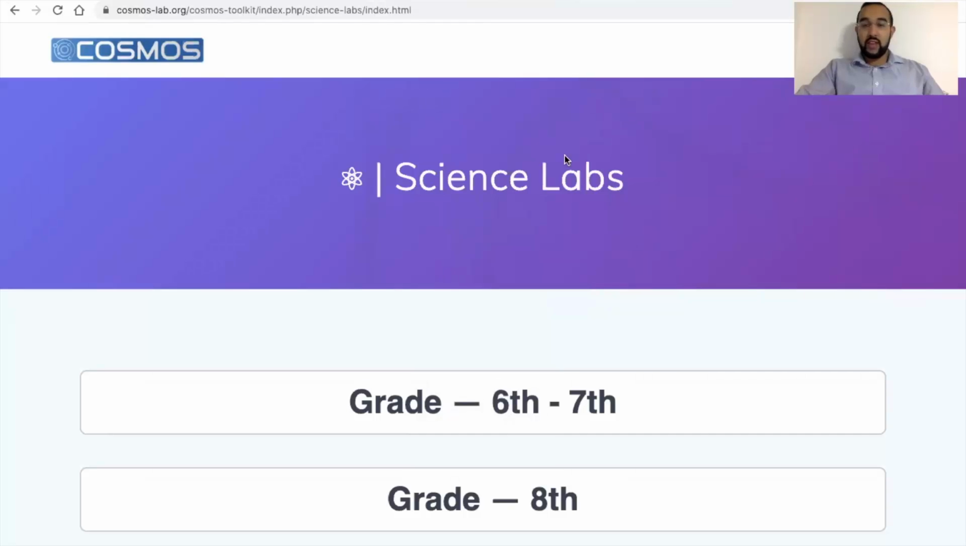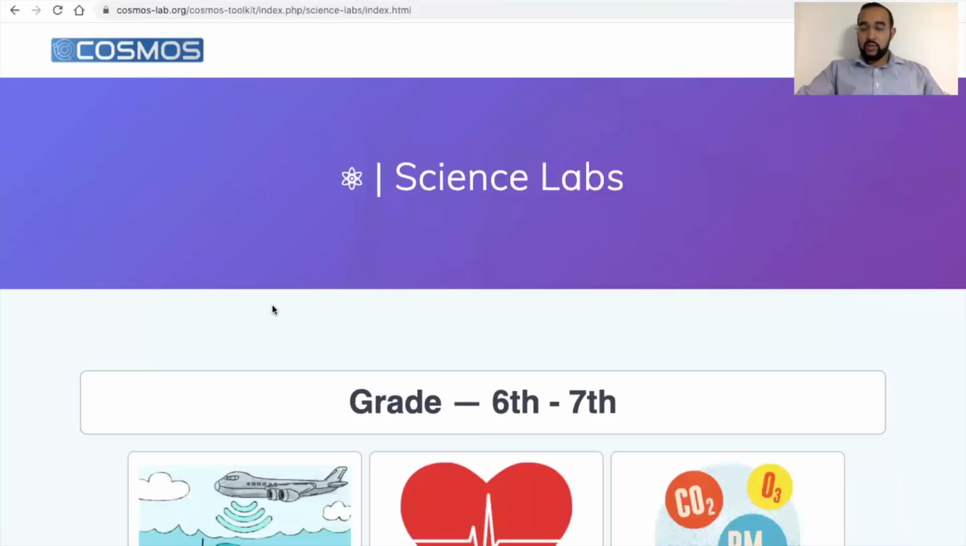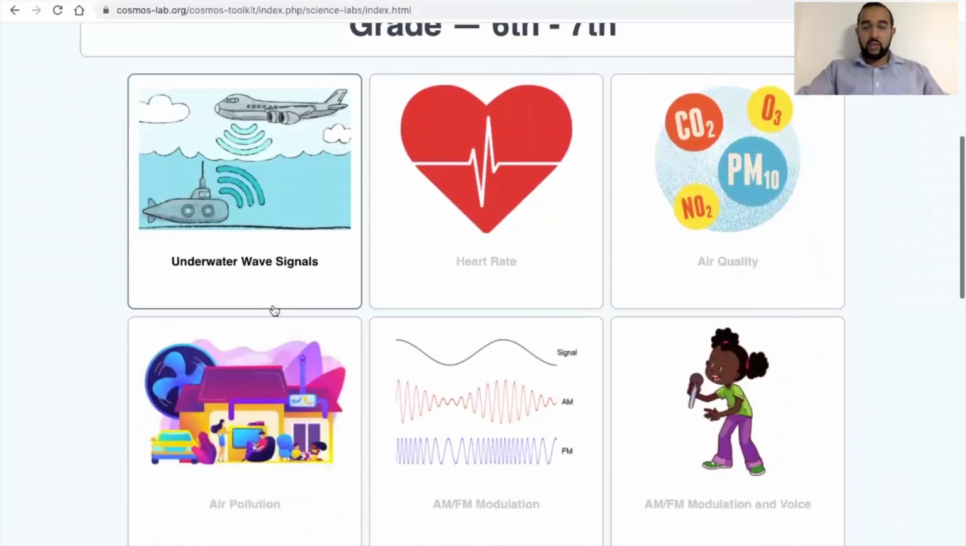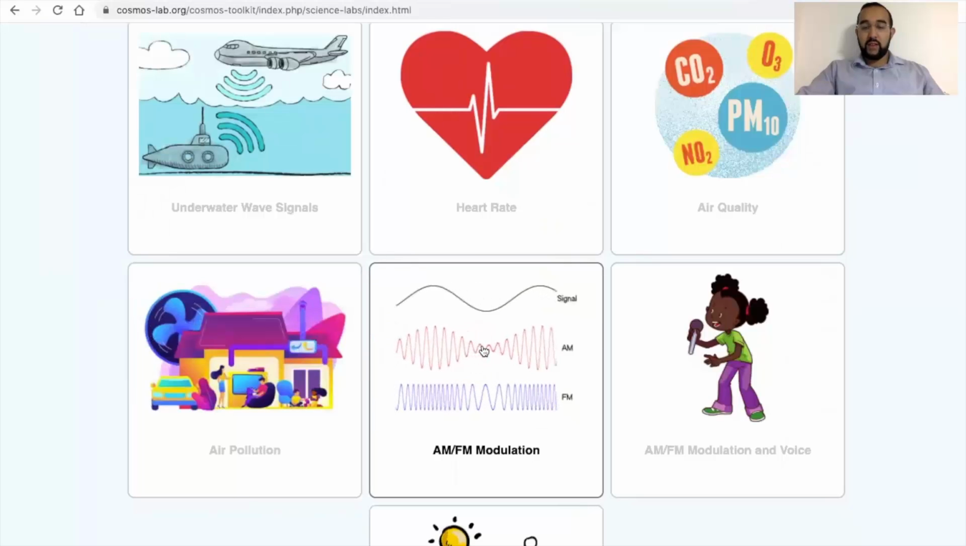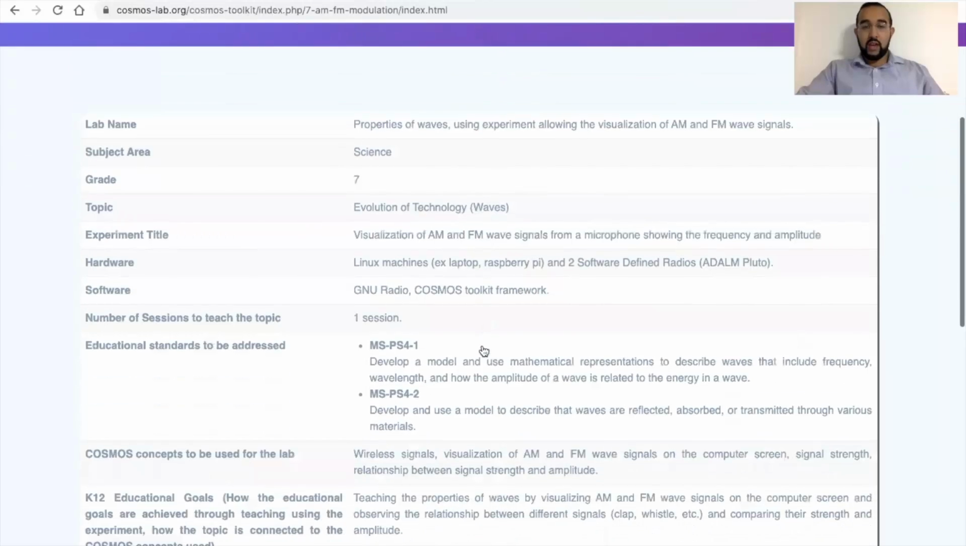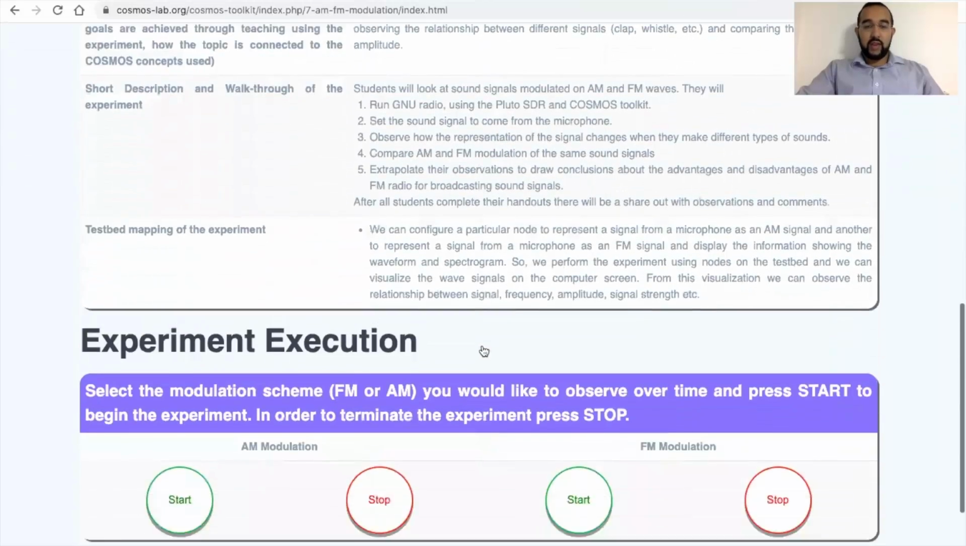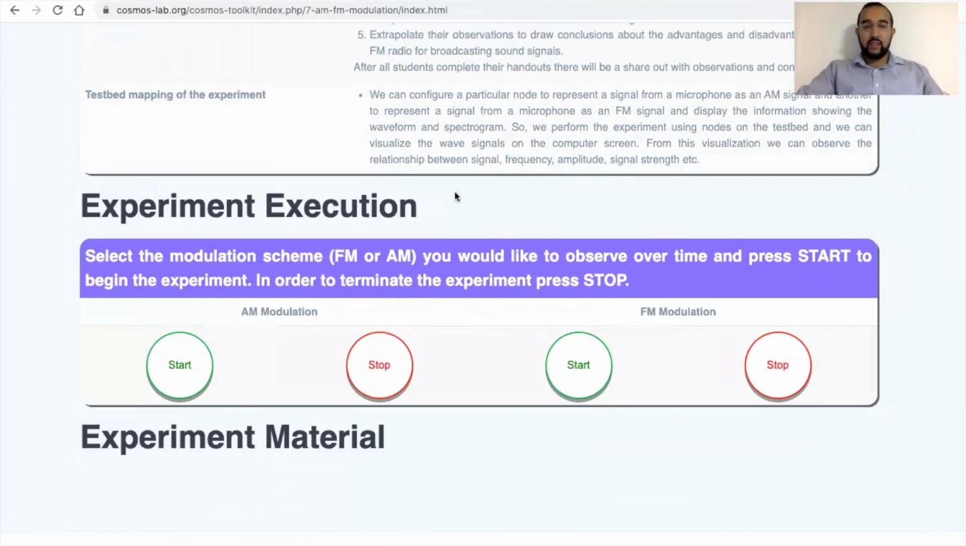So today's lab is a science lab, and you can find it under grade 6 and 7. You can scroll down to AM, FM modulation, and the lab is there with all the relevant documents. You have the description of the lab and the lab itself. Today I'm going to talk about the flow of the lesson, or the flow of the unit, in fact.